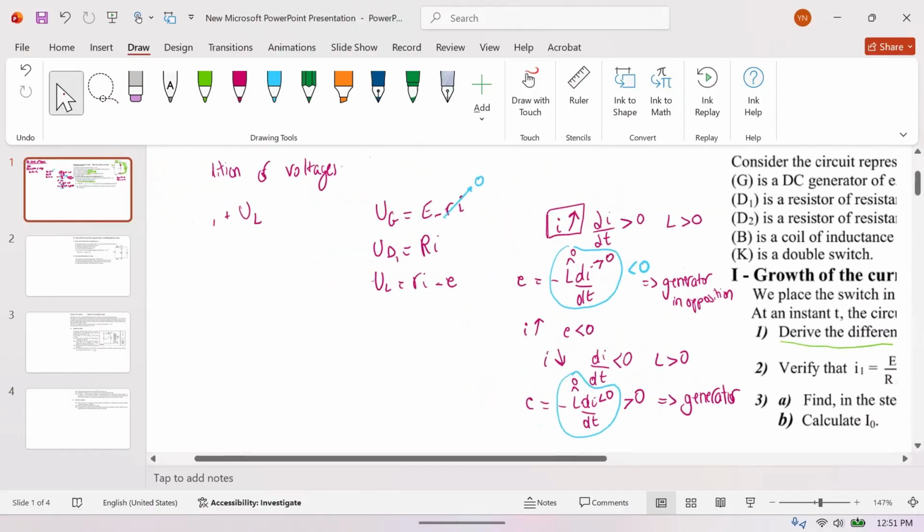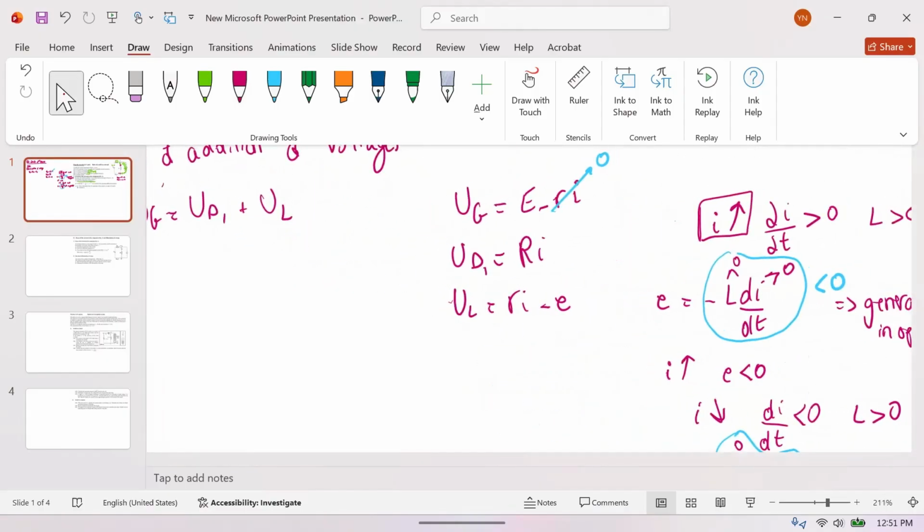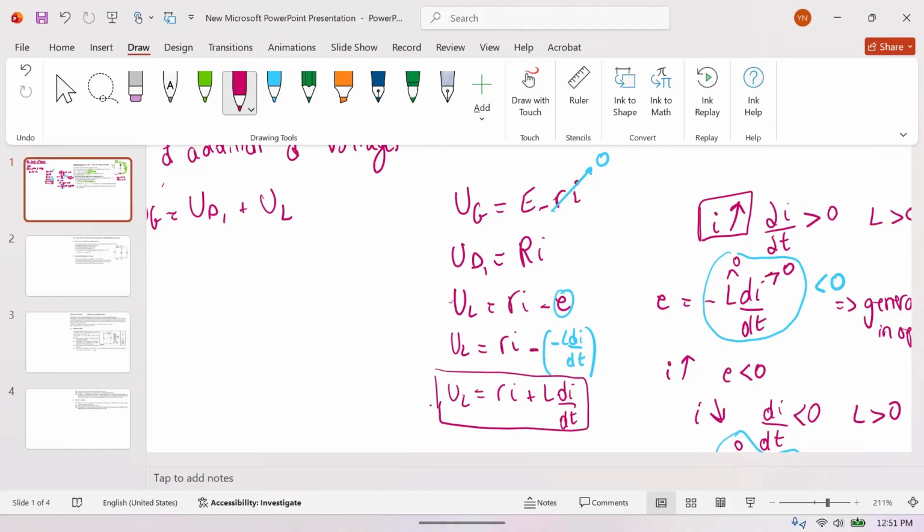Okay, now let's go back to what we're doing. We have UL, it's Ri minus E. E is considered the voltage, so we don't want the voltage in our expression. We have to replace it by something else concerning the current because it's a differential equation for I. So in Ri minus E, I will replace E with its formula. So the whole thing will be Ri plus L dI over dt. So now I got the voltage of the coil in function of I.